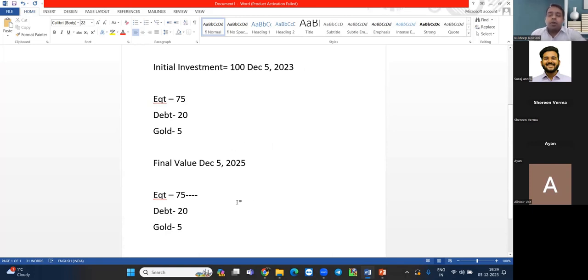So I will be talking about absolute return. Let's say that equity has given me an absolute return of 100%. I'm just taking 100% return. So this means the value of equity would be how much? 150. Correct. Let's say that debt has given an absolute return of 20%. I'm just taking an arbitrary example. If 20% return has been given on debt, then 20% of 20 would be how much? 4. So my total value of debt would be how much? 24. Correct.